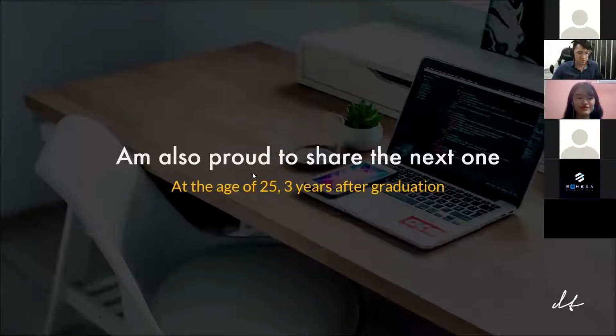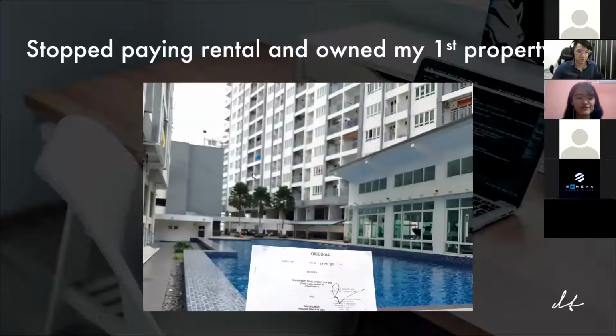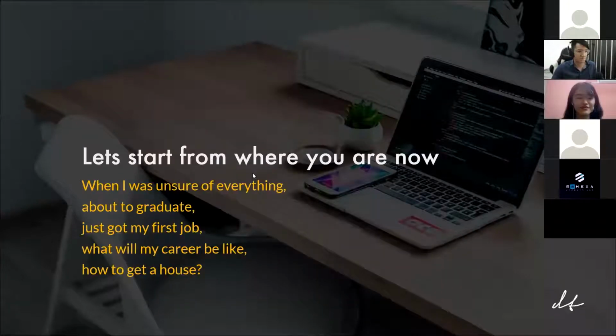I'm also quite proud to share the next one. I didn't share this in public before. At the age of 25, which is last year, just 3 years after graduation, I managed to stop paying rent and own my first property. I decided to stop paying rent, helping others pay for their property, and managed to get one on my own and pay for the property myself.